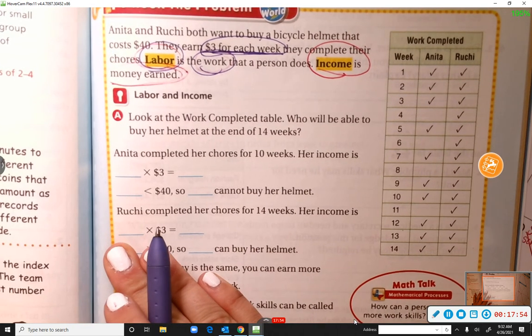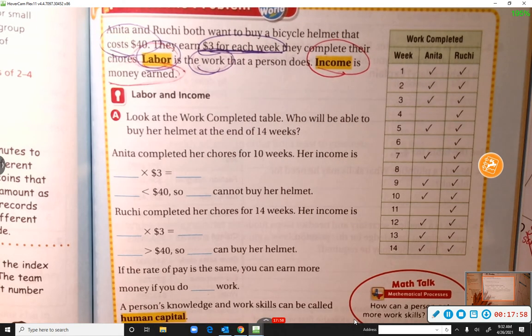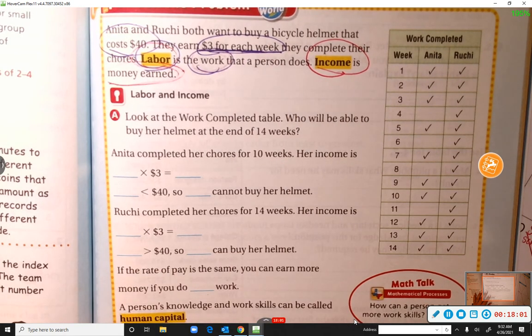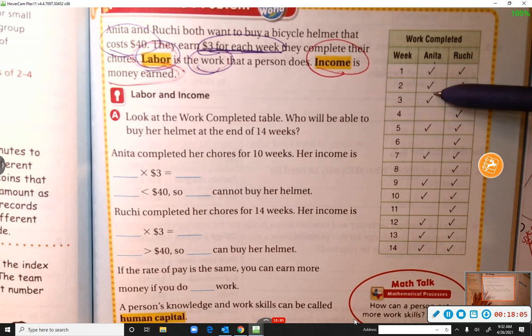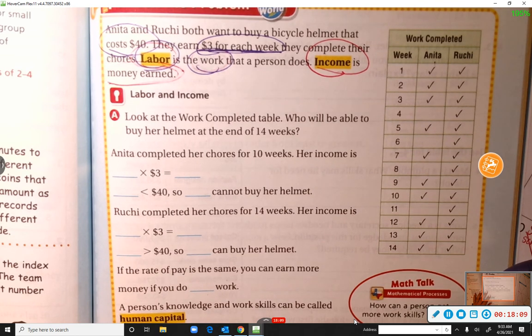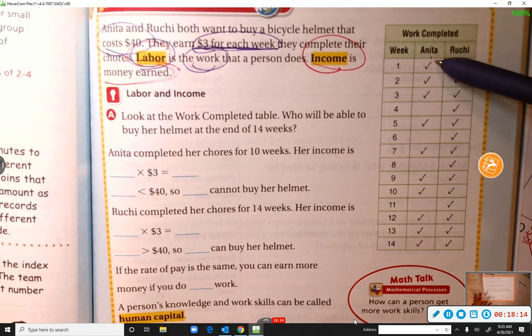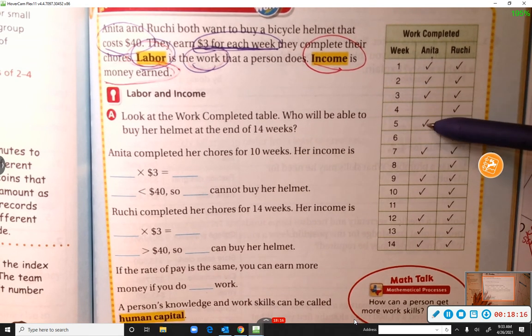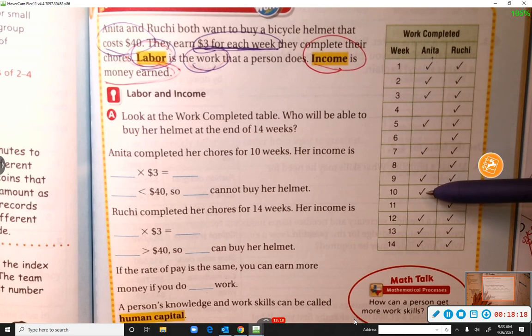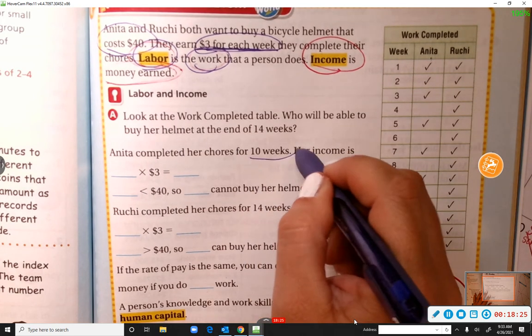Okay, well, the helmet costs how much? $40. So we need to see who is going to have enough at the end of 14 weeks. Okay, so I look at Anita. Y'all notice there's some missing check marks in there. What do you think that means? Anita didn't work. She didn't do work that week. Okay, so if we look at her check marks, we've got 3, 4, 5, 6, 7, 8, 9, 10. So she actually worked for 10 weeks.